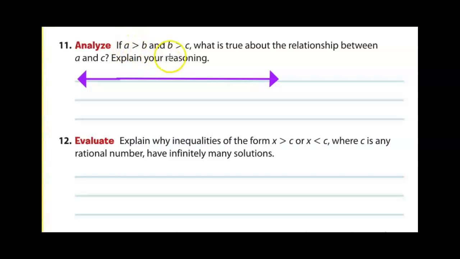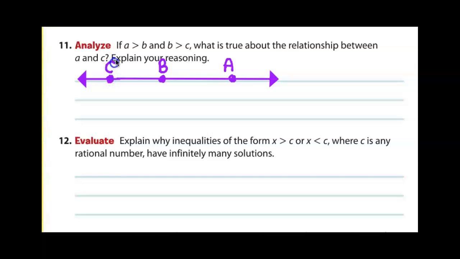The first thing it says is that A is greater than B. So I'm going to put A on the number line. And we know that everything to the right of something is greater than that something else. So if A is greater than B, that means B has to be over here somewhere. It doesn't matter what number it is, but it's less than A, to the left of A. And A is greater, so A is to the right. But now it says that B is greater than C. So if B is greater than C, that means C has to be over here somewhere.